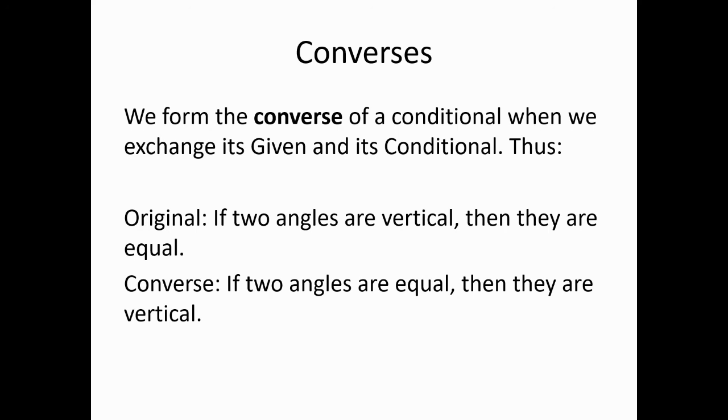So let's say that we had this particular conditional, what I call the original here. If 2 angles are vertical, then they are equal. Well, if we exchange the given and the conclusion, that is just swap them, we get: if 2 angles are equal, then they are vertical.